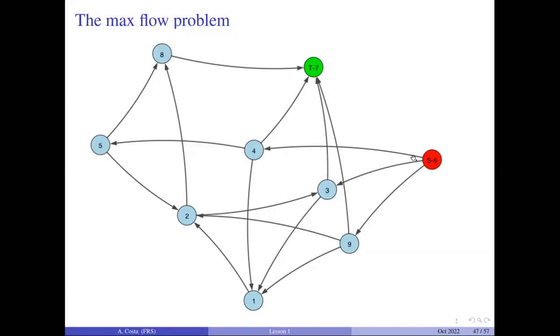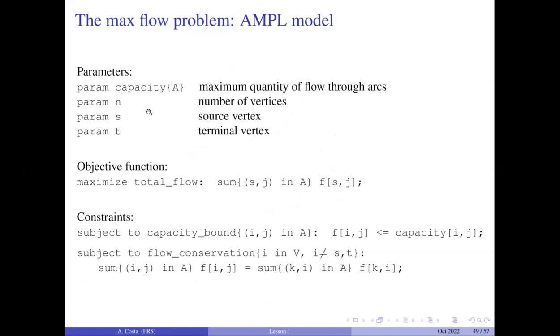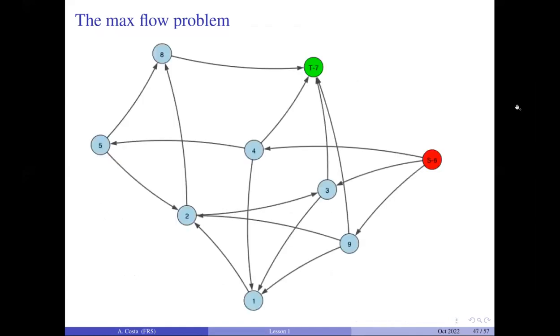So in this case, imagine that each arc is characterized by this parameter called capacity, telling us the maximum amount of material, good, whatever it is, that can flow through that arc. Then we have a parameter n that is the number of vertices. And then we have two parameters, s and t, that are the indices of the source and terminal vertex. In this case, the source here is the node 6 and the terminal is node 7.